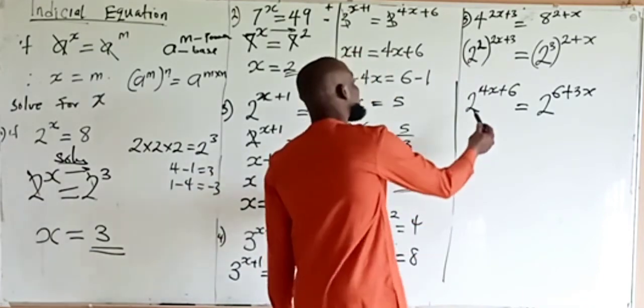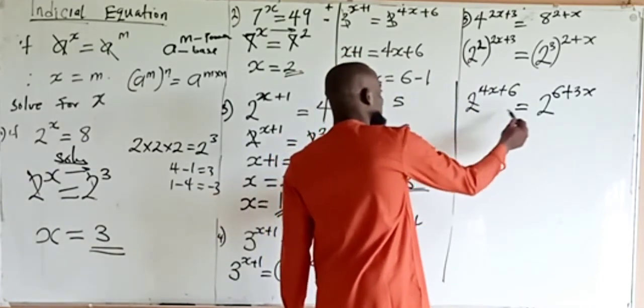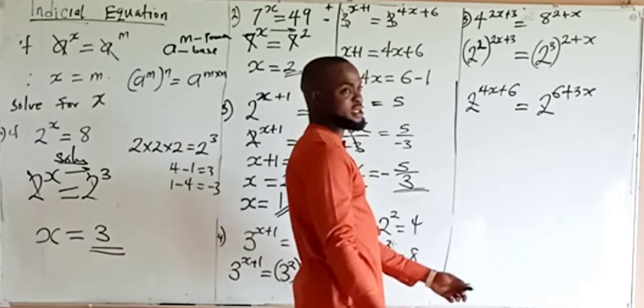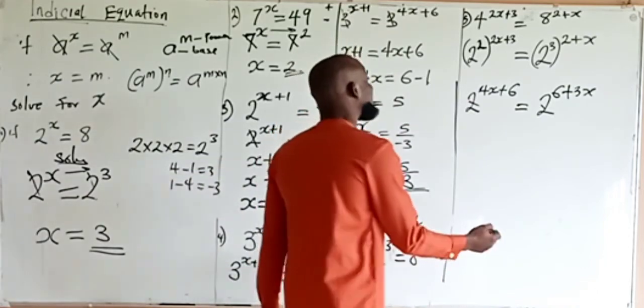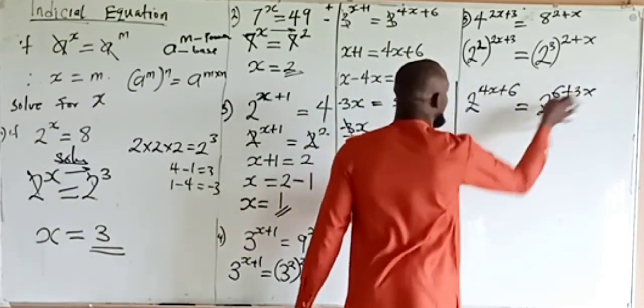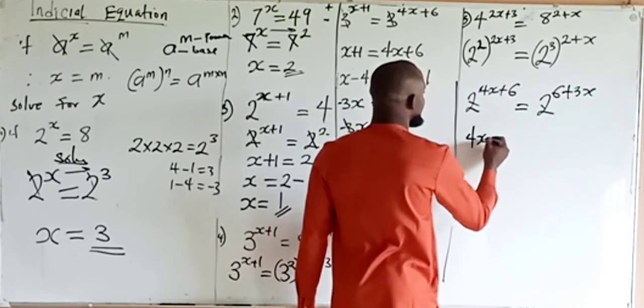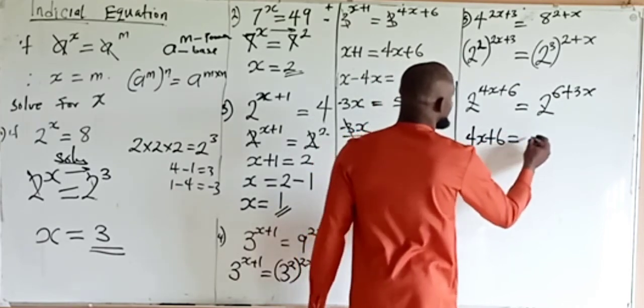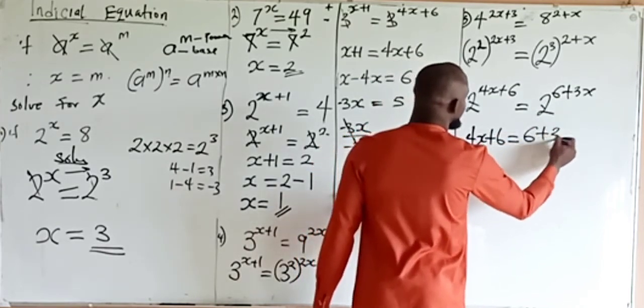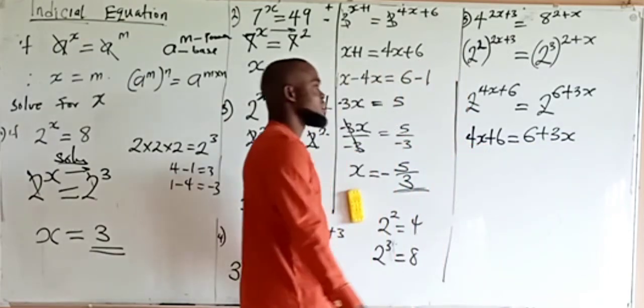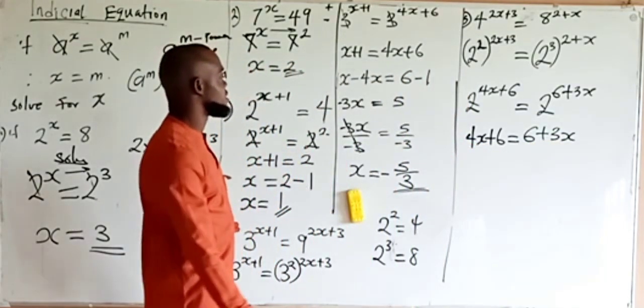Then what you do, you will now ignore. You see the bases are the same, so you ignore the bases and equate the two powers. Now, 4x plus 6 is equal to 6 plus 3x.